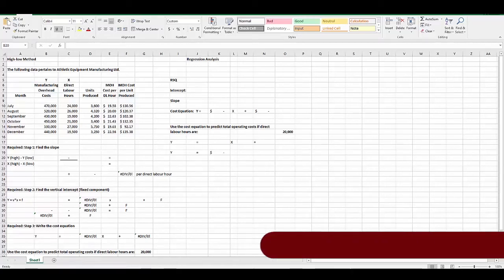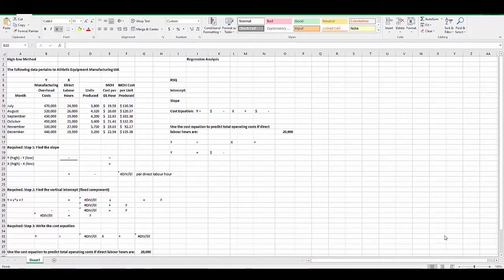The next two problems that we're going to do are the high-low method and regression analysis method. The reason we are using these two methods is that we want to break down our total manufacturing overhead cost into the fixed and variable components. You need to know that because if you're going to increase your sales and the number of units you produce, you want to know what impact that could have on the company's bottom line.